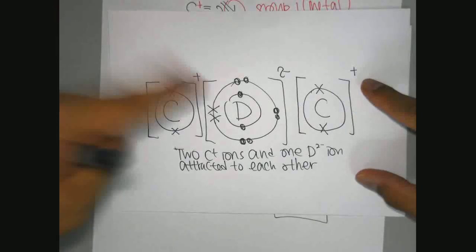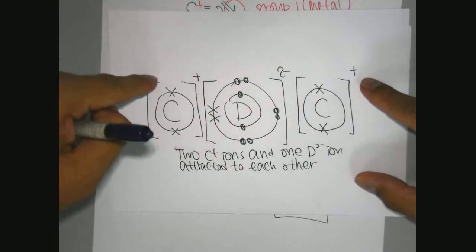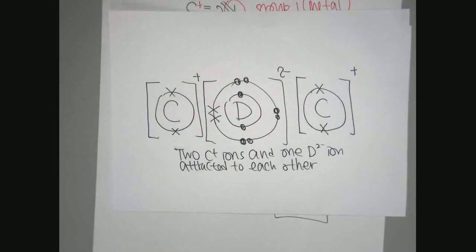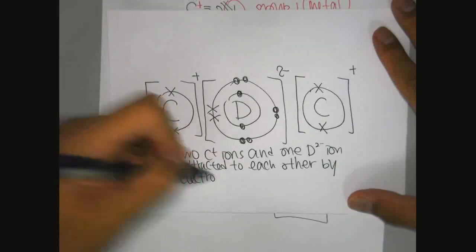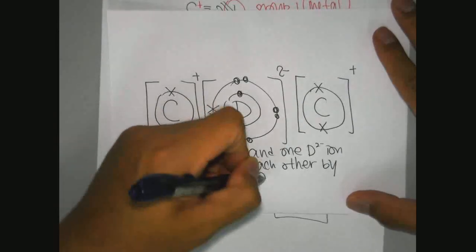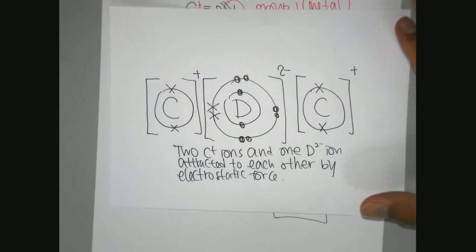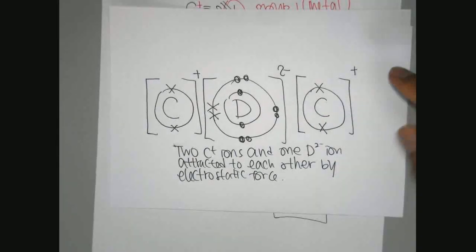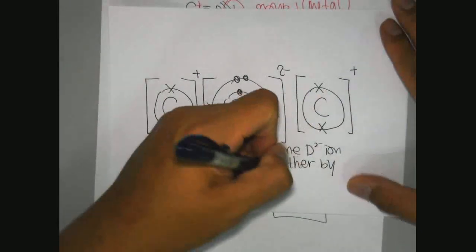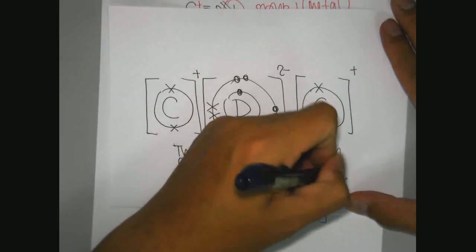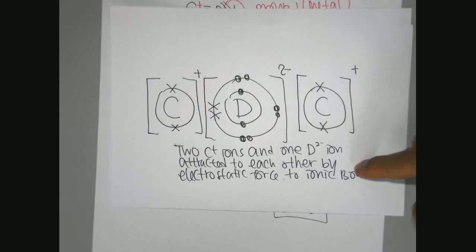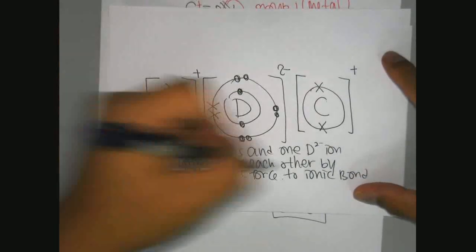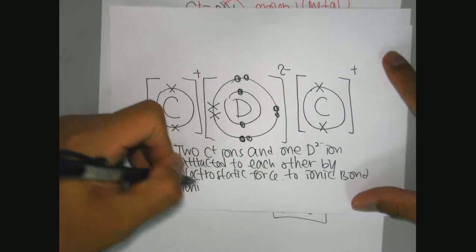When we have a positive and a negative charge, opposite charges, we know there is an attractive force. That attractive force is called electrostatic force. So when they are attracted by electrostatic force, we know that when a metal combines with a non-metal, we get an ionic bond. After they combine via ionic bond, this whole thing is called an ionic compound.